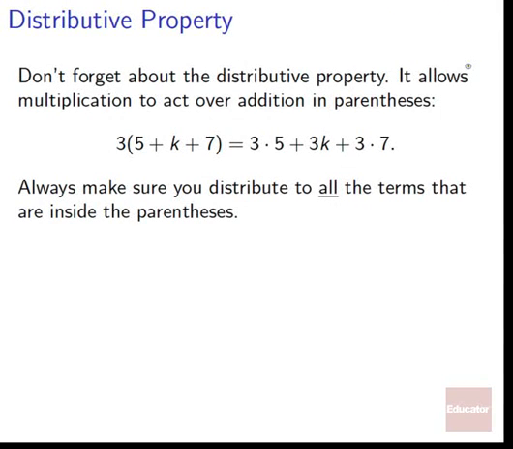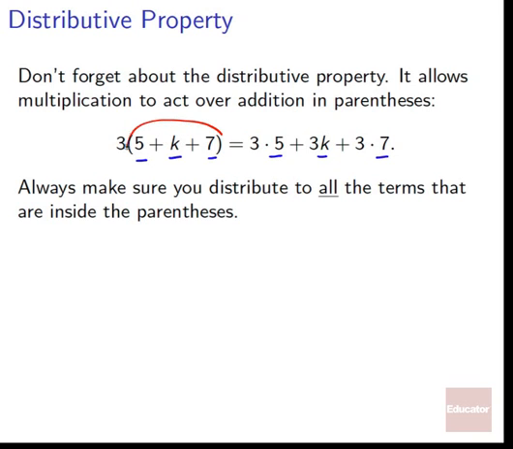Distributive property. We don't want to forget about the distributive property. It allows multiplication to act over addition when it's inside of parentheses. So if we have 3 times the quantity, 5 plus k plus 7, end quantity, then that's equal to 3 times the first guy, 5, plus 3 times the second guy, k, plus 3 times the third guy, 7. So 3 times 5 plus 3 times k plus 3 times 7. That's the distributive property. Always make sure you distribute to all the terms that are inside the parentheses, right?